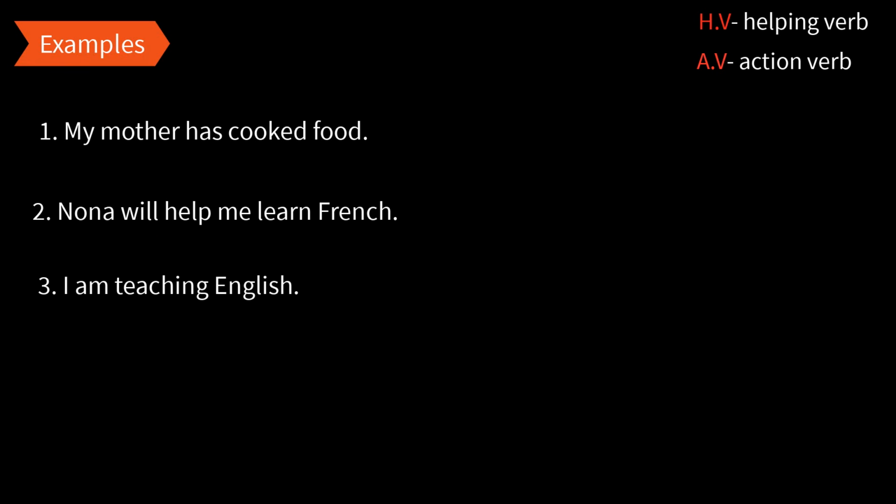I am teaching English. So here in this example, am teaching is the verb phrase. Simple. Am is the helping verb and teaching is the action verb. Together it becomes the verb phrase. Simple, right? Let's take one more example.